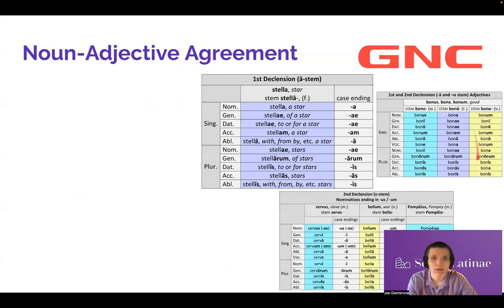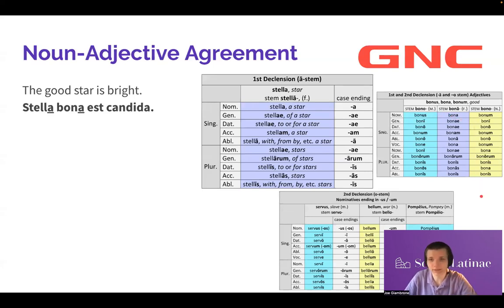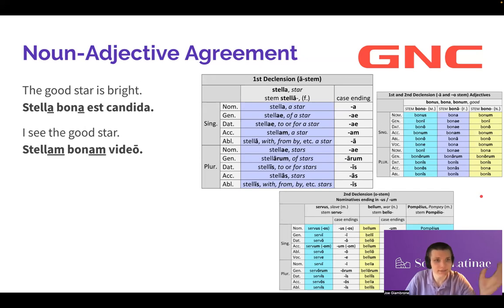And then GNC, I mentioned, because nouns and adjectives have to agree in GNC. We notice if I said the good star is bright, well, in this case, star is nominative, it's a subject, and it's singular. There's only one, and we know star is feminine, so we have to use the nominative singular feminine of good, which is bona. Stella bona est candida. And you can see that in this case, we make that accusative, stellam bonam.